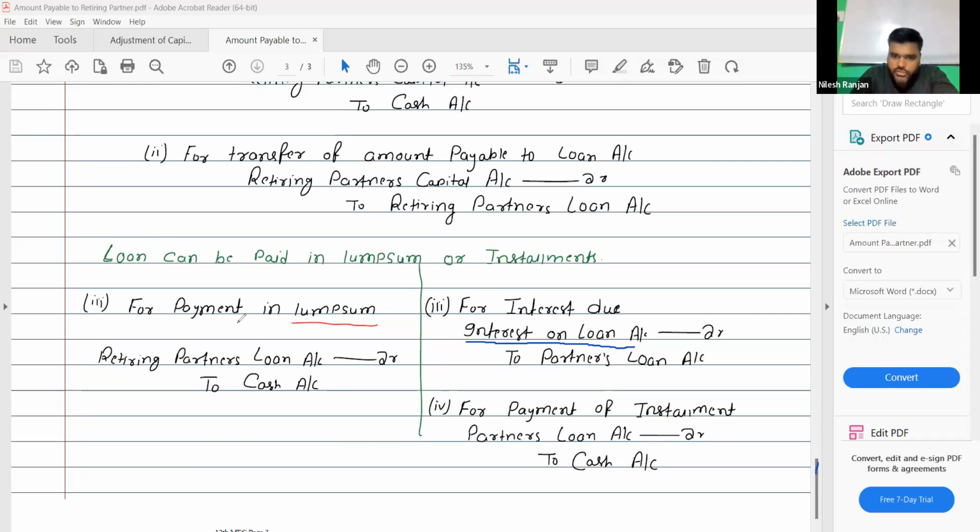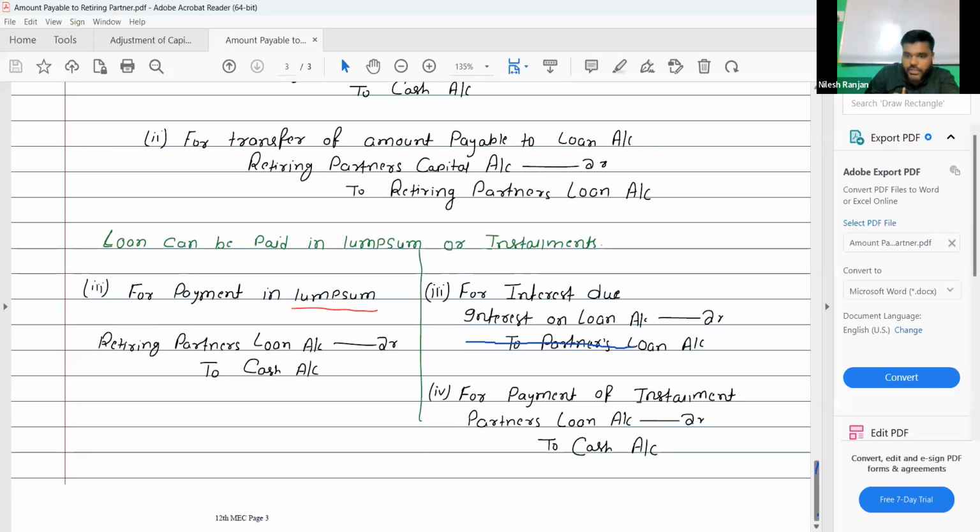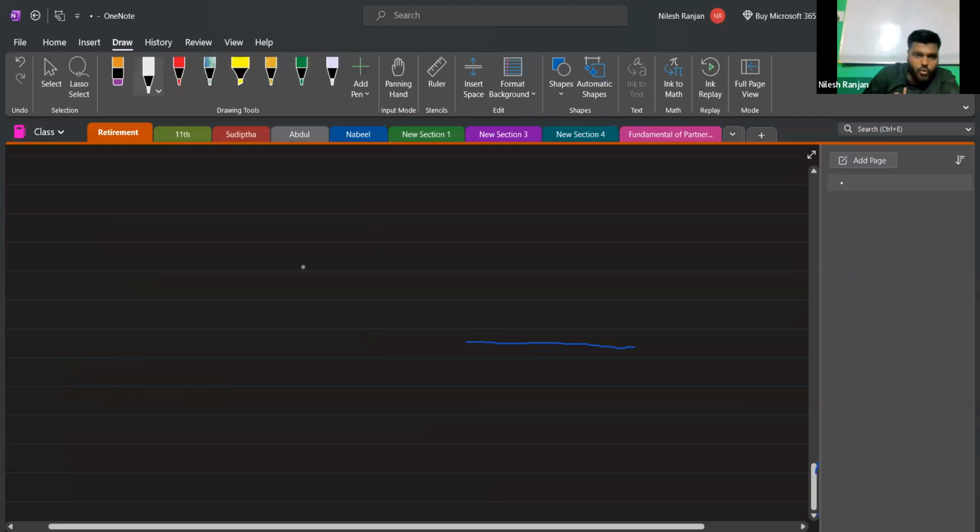So interest is expense for the firm and it is income for the partner, but we don't record the transaction from the perspective of the partner. We record it with a view of business. So interest on loan account debit to partner's loan account, because the amount will be credited to partner's loan account. For payment of installment, then partner's loan account debit to cash. Sometimes we prepare the account for this also. We prepare the account of partner's loan.